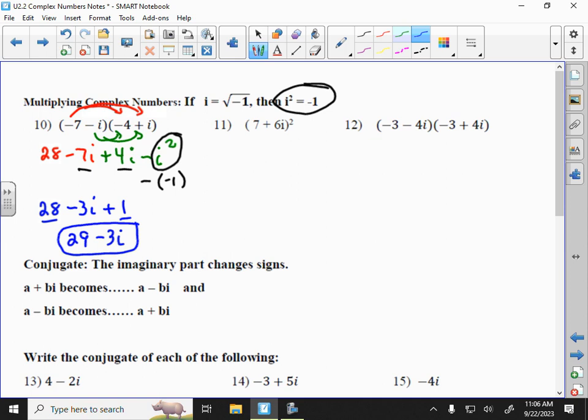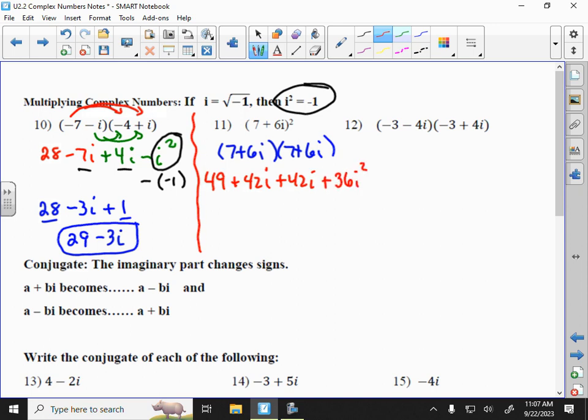All right, number 11, 7 plus 6i, all squared. All right, so this works just like when we're squaring a binomial, you have to write it twice. You can't just bring the exponent in. And then we'll double distribute on this. So 7 times 7, 49. 7 times 6i is +42i. 6i times 7 is +42i again. And then 6i times 6i is +36i squared.